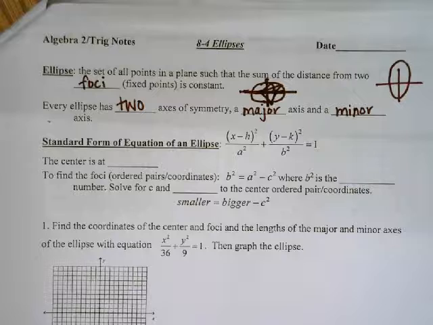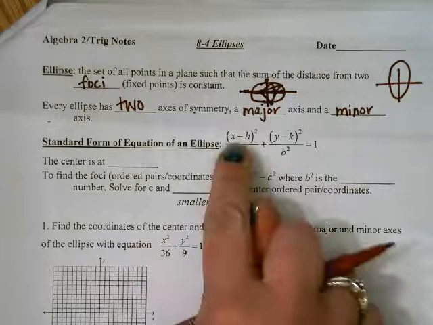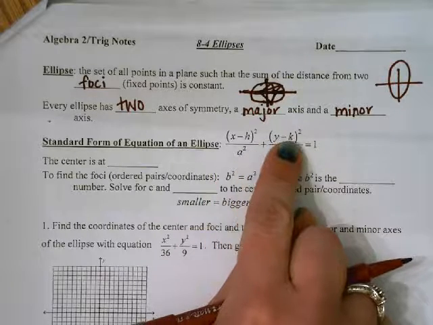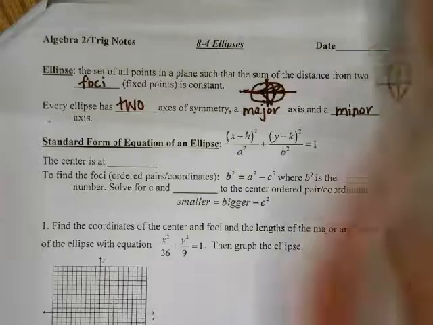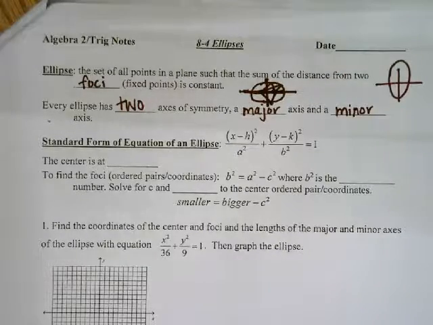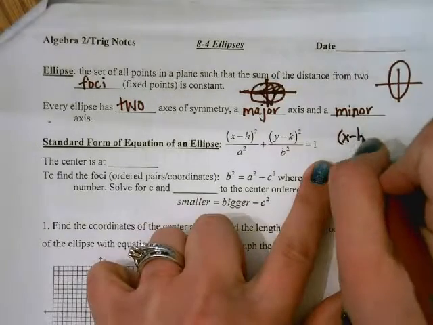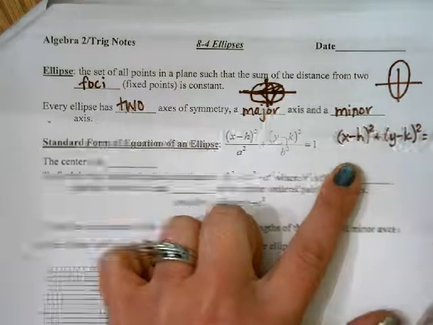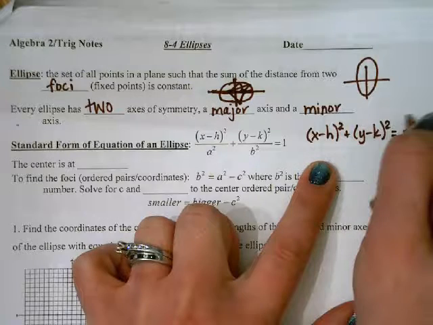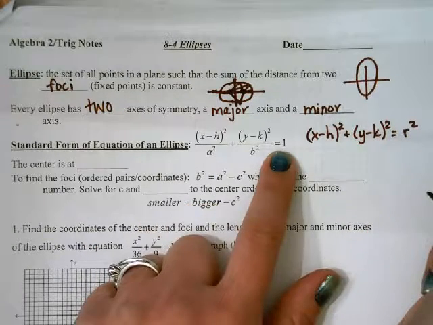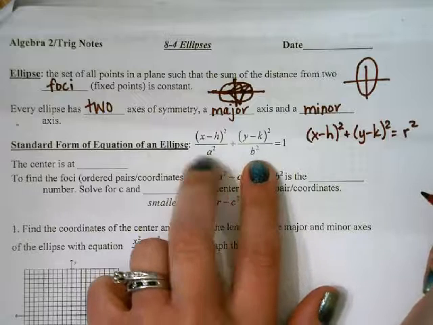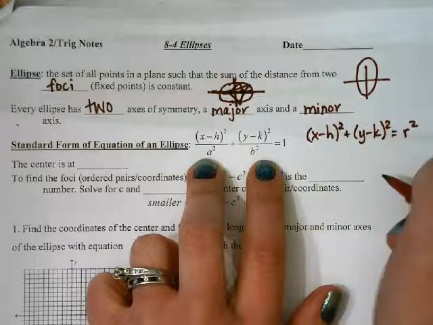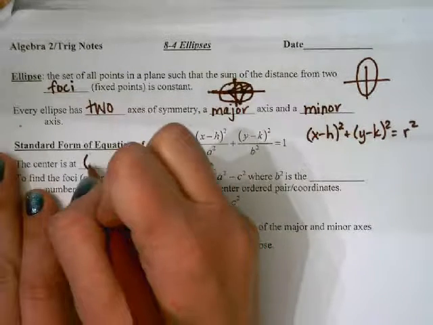Okay, the standard form of the equation of an ellipse is (x minus h) squared over a squared plus (y minus k) squared over b squared equals 1. Now, notice that looks similar to a circle. Remember, our circle was (x minus h) squared plus (y minus k) squared equals r squared. So instead of equaling our radius, now this equals 1, and we have these denominators. These are important, and these are what we're going to use to graph them. But just like a circle, the center is still at (h, k).